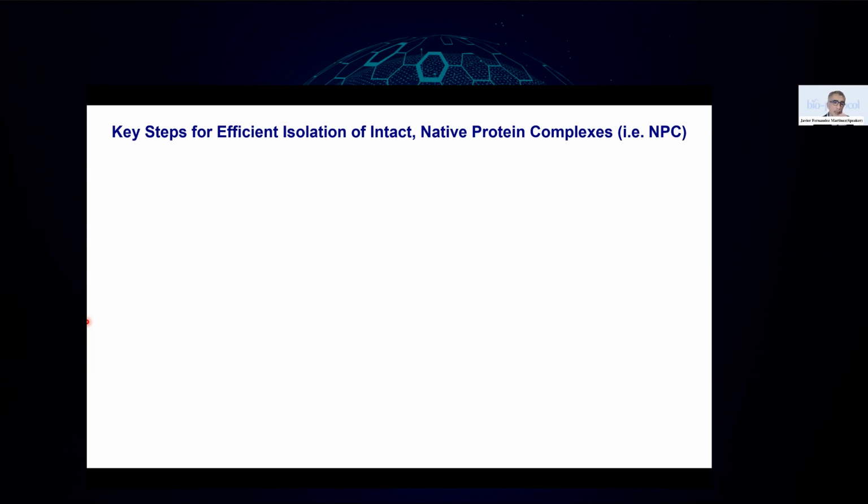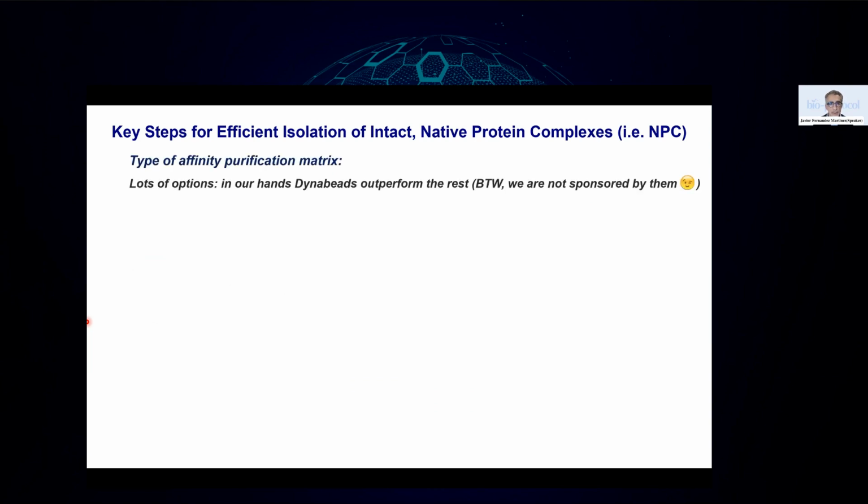And a little bit more specific to the nucleopore complex, at least in our hands, there are several key steps that I would like to mention. One is also the type of affinity purification matrix. There are dozens of them in the market with different properties, different conjugations, Sepharose, agarose, you name it.